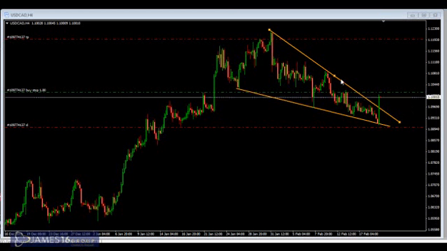Hey guys, this is a live trade that I have pending here on the USD Canadian 4-hour chart. This is exactly what we spoke about in yesterday's webinar. Unfortunately, as you guys know, I lost that webinar. So those of you that were there are going to understand this a little bit better. Those that weren't, you'll get to understand that now.